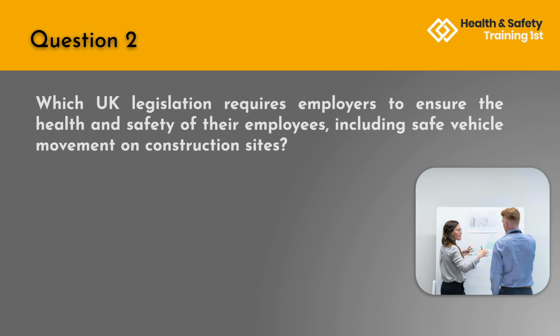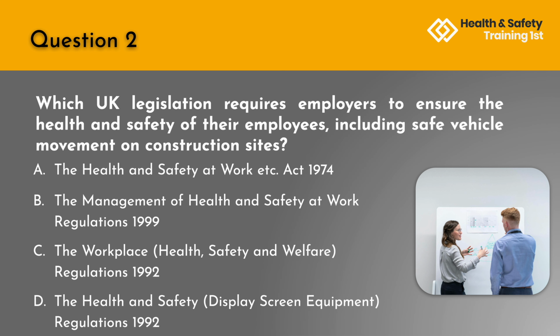Question 2. Which UK legislation requires employers to ensure the health and safety of their employees, including safe vehicle movement on construction sites? A. The Health and Safety at Work, etc. Act. B. The Management of Health and Safety at Work Regulations. C. The Workplace Health, Safety and Welfare Regulations. Or D. The Health and Safety Display Screen Equipment Regulations.